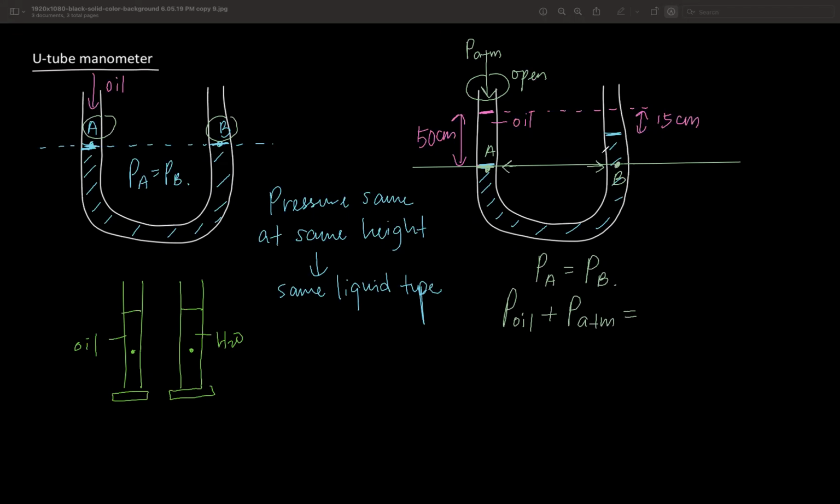equals pressure at B. Okay, this column, what is the height here? You get the height first. This height here equals 50 minus 15. Okay, 35 cm.